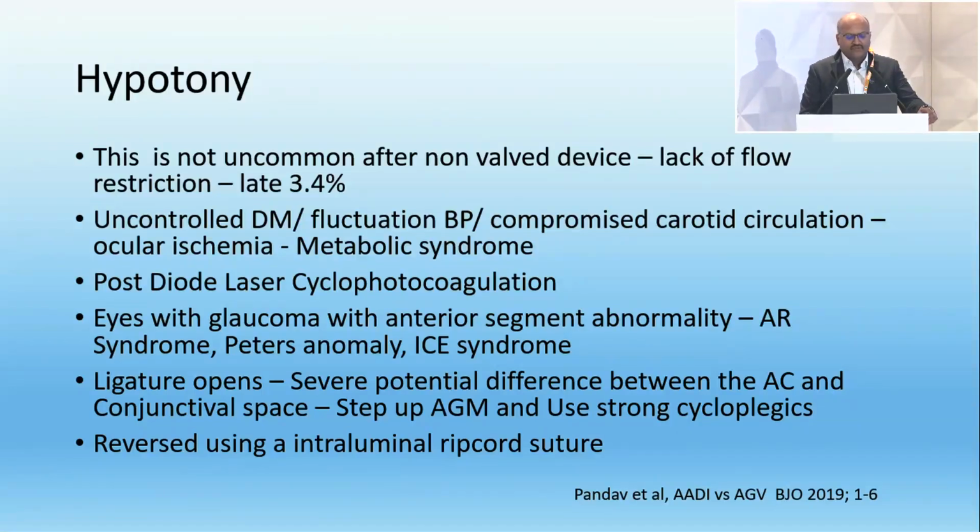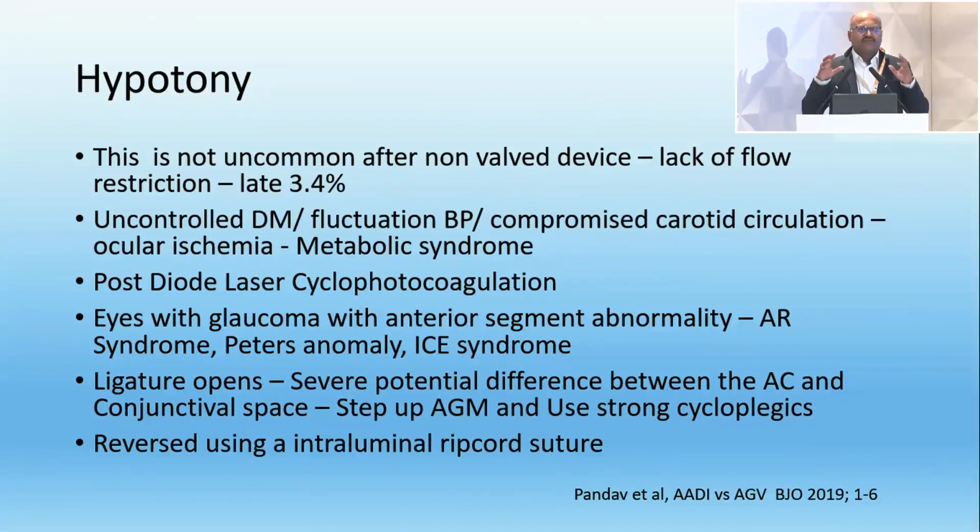Sometimes it will reduce the aqueous production. And be careful of patients who have undergone cyclodiode photocoagulation. After that, hypotony is very severe in a non-valve device. So if you have that, use a smaller plate or use a Paul implant or something like an ACP, which has a smaller surface area. And eyes which have anterior segment abnormalities have a tendency to have hypotony. When the ligature opens up, like I said, 42 days for 70 and 42 days for 60 and 28 days for 70, the potential difference between the anterior chamber and the conjunctiva was huge. So 1 or 2 days before that, we pump them with Diamox.